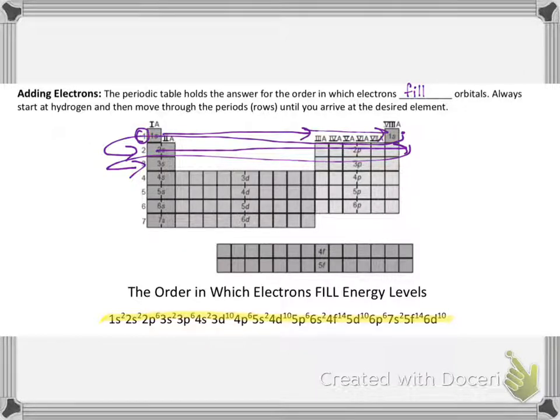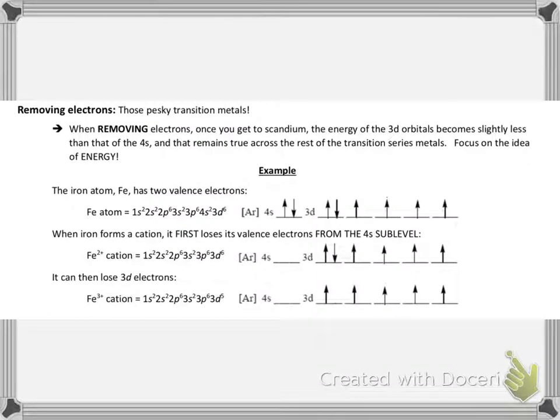Now, there was one sneaky thing that we don't usually tell you about in pre-AP, but in AP, of course, we do. It's what happens when you remove electrons. And it's only going to be a problem with d-block elements, your transition metals. It turns out when you are removing electrons from a transition metal, you have to remove valence s electrons first. It has to do with weird energy considerations, but you don't have to know why. You just have to remember that it's a thing.